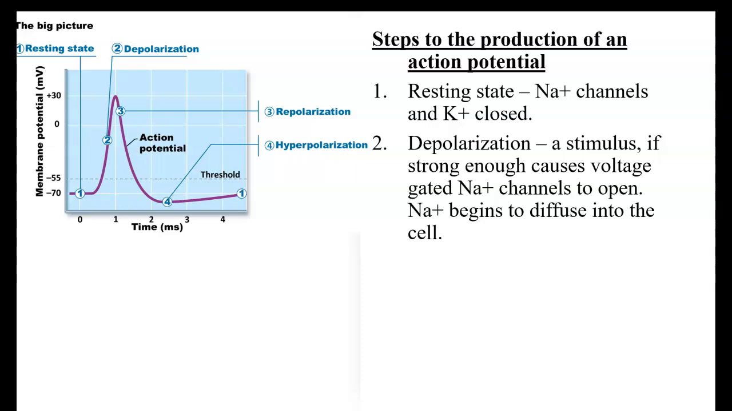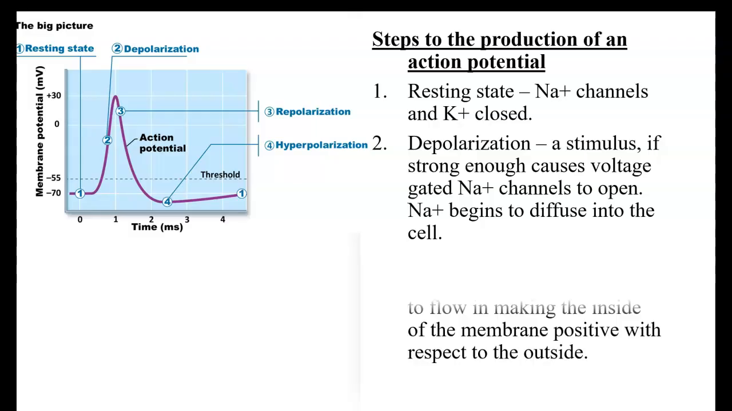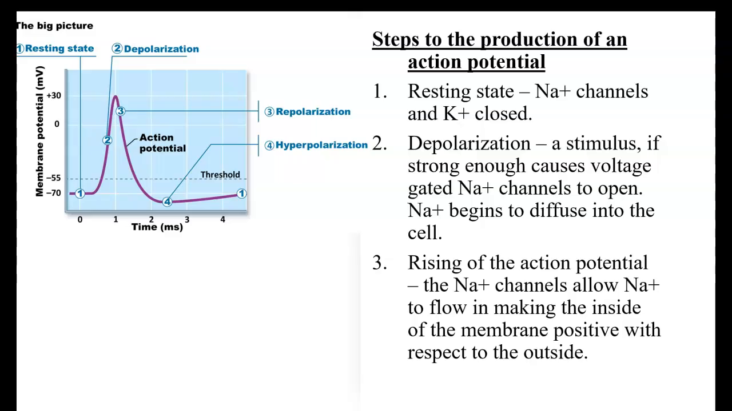The second part, you're going to have what's known as depolarization. That's what we've been talking about. A stimulus is going to come in. If it's strong enough, it's going to cause voltage-gated sodium channels to open. Sodium is going to begin to diffuse into the cell. The third step that you see on there is going to be the rising of action potential. So that's where the sodium channels are going to allow sodium to flow in, making the inside of the membrane positive with respect to the outside.